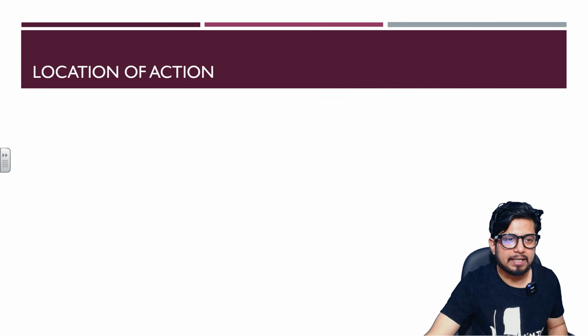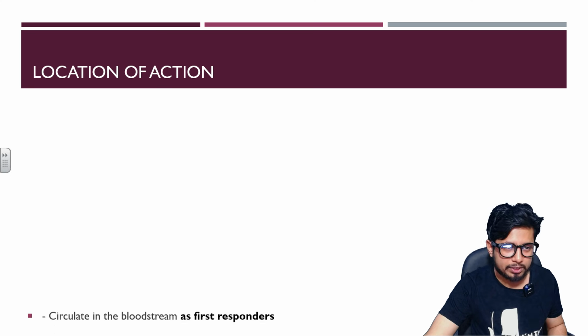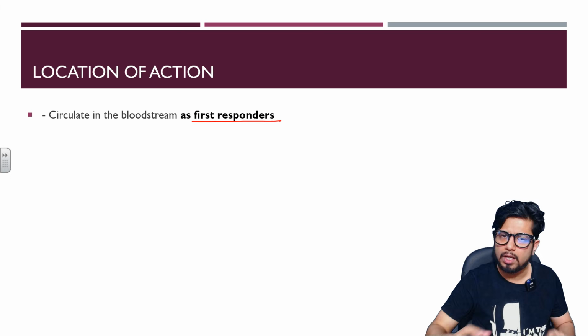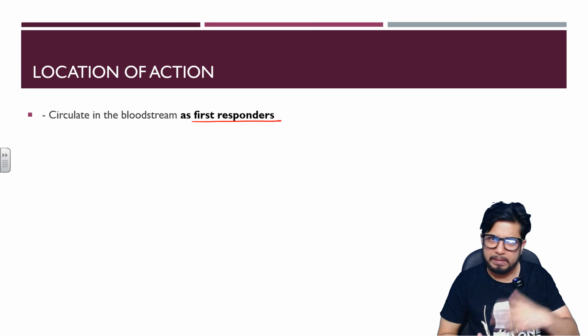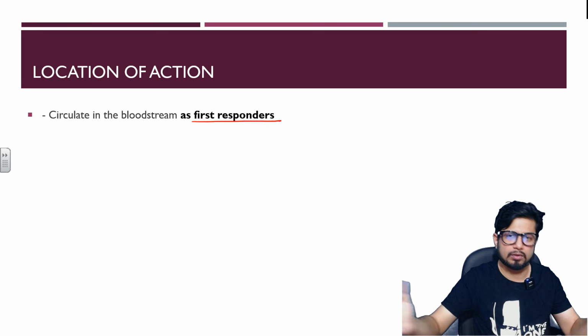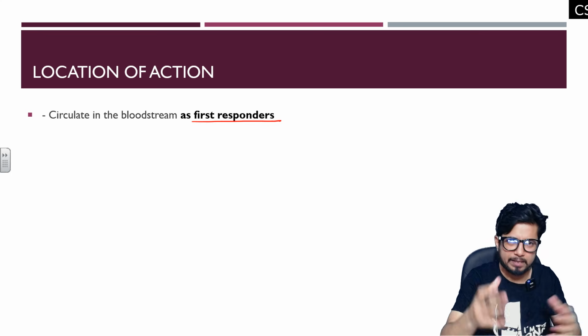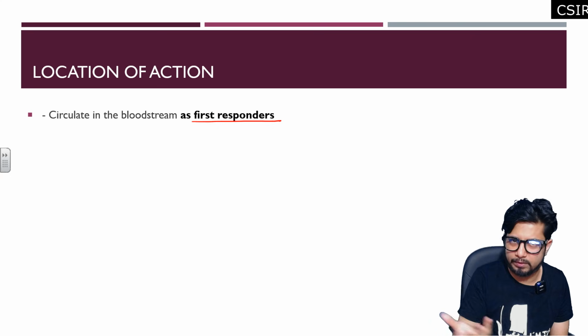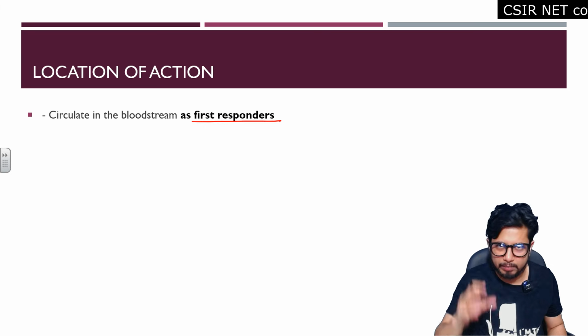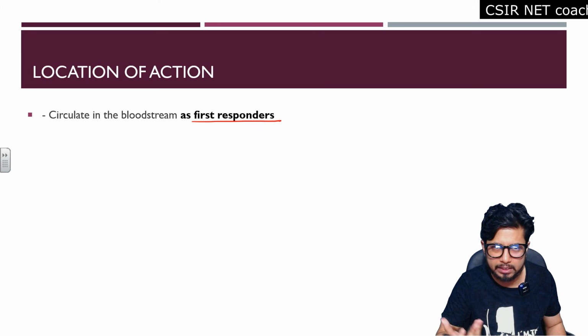Next is the location of action. Where are they located and what are their functions? They circulate in the bloodstream as first responders. As they are produced in billions daily in the body, they are always moving through our bloodstream. Anytime you observe the white blood cells under the microscope, you are going to see primarily a huge number of neutrophils. With the multi-lobed nucleus, the neutrophils are clearly visible.